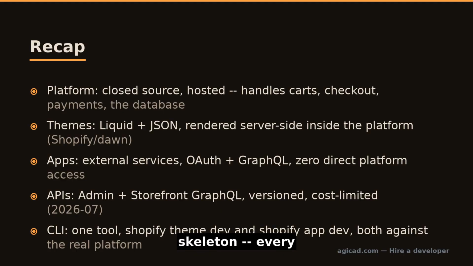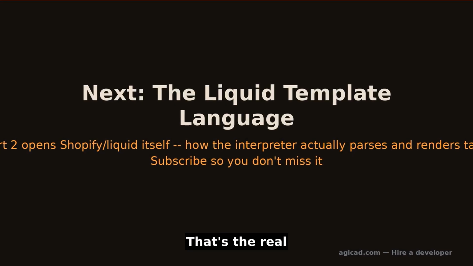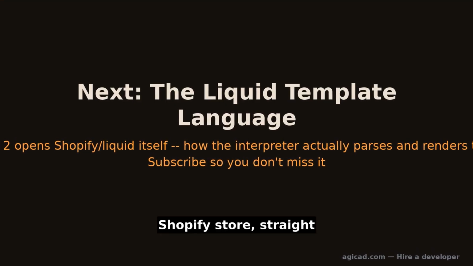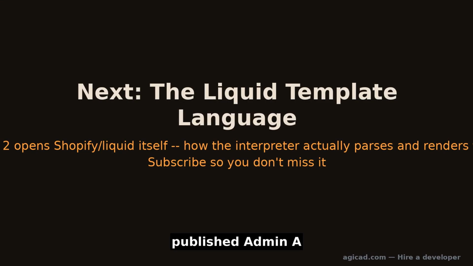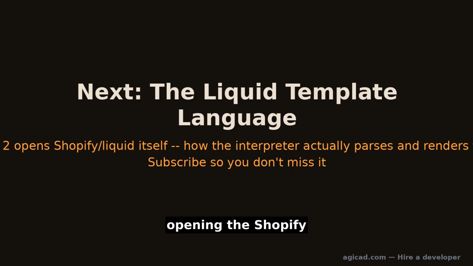That's the real shape of a Shopify store, straight from Dawn, the Shopify CLI, and the published Admin API schema, every file and line cited. Part 2 goes one layer deeper into Liquid itself, opening the Shopify/Liquid interpreter source to see exactly how a tag like if or render actually gets parsed and executed.